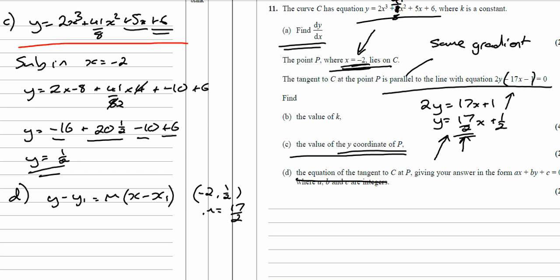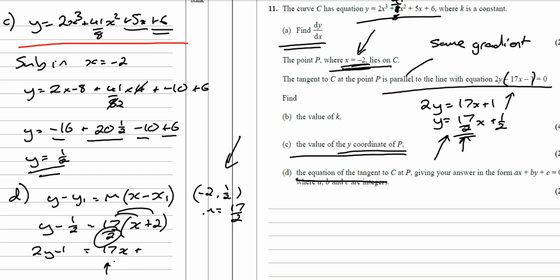And the gradient, we knew that the gradient was parallel to this, so the gradient is 17 over 2. And again, it's a very easy question, but the reason that it's the last question is because you've got to find the gradient from different parts of the question and know that's what you're looking for. And once you know that the gradient is 17 over 2, and once you know that the coordinate is minus 2, a half, it just goes back to being a very, very easy question. So y minus a half equals 17 over 2 times x minus minus 2, so that's going to be x plus 2. And then because you've got a fraction for the gradient, times the other side by 2, and times out the brackets by 17. So that's going to be 2y minus 1 equals 17x plus 34.